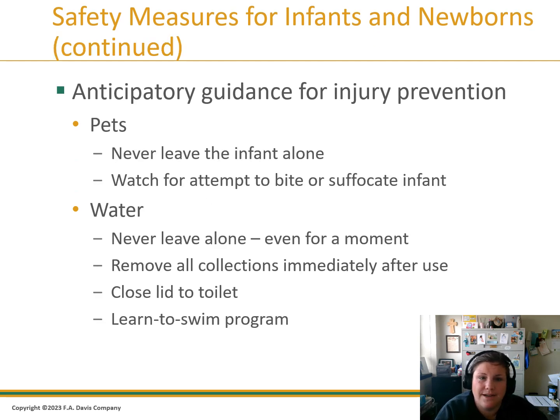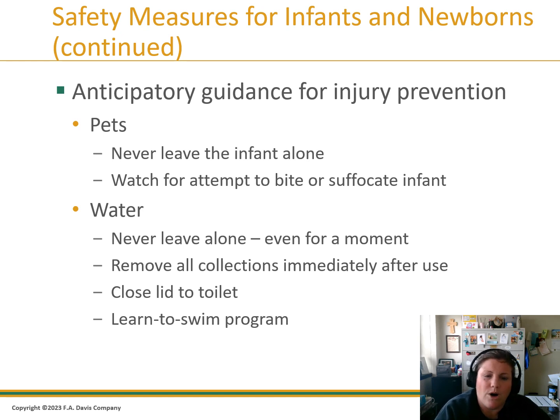With pets, you never want to leave the baby alone with pets, especially cats. Cats are known to have that desire to suffocate the infant, and I don't know that they actually are malicious in that way, but they will basically ball up and lay on the child, and sometimes that's happening on the baby's face. You want to watch for the potential to aggravate the pet, and the pet might bite the child, so they never need to be left alone.